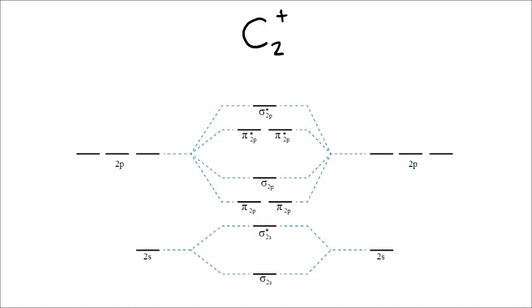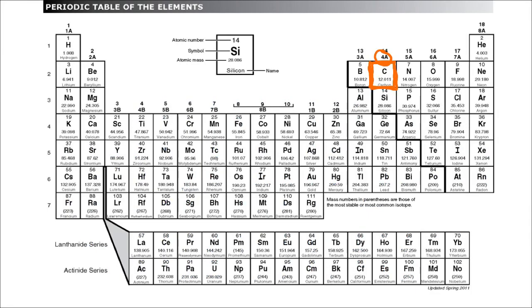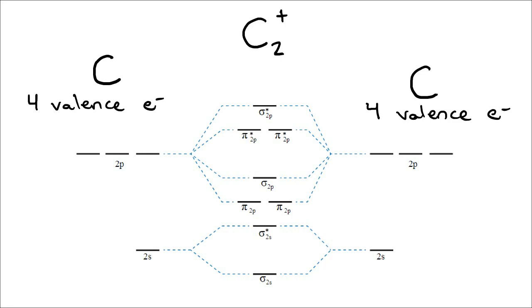So let's try to draw the molecular orbital diagram for the molecule C2+. It's made from two atoms. I'm going to write one atom on the left, the carbon, another atom on the right, the other carbon. Each of these carbons has 4 valence electrons because they come from column 4A on the periodic table. So I'm going to use those electrons to fill in their atomic orbitals.